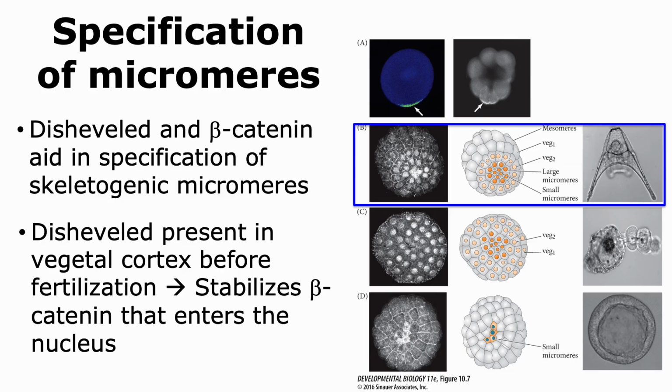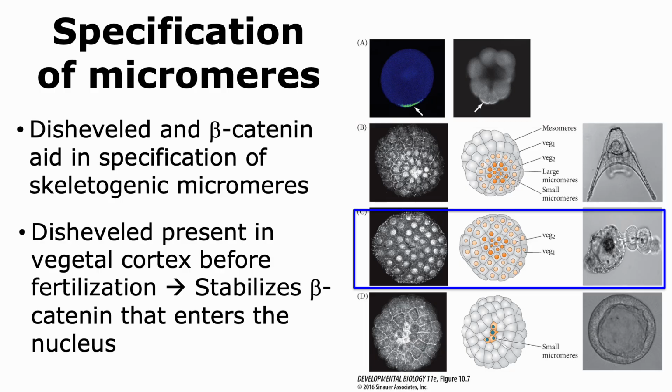So when we look at the figure here, wherever we see the bright white circles, that is where we have beta-catenin in the nucleus of cells. And when we see where in the embryo these bright dots are, they are in the large micromeres, the small micromeres, and the vegetal 2 layer.